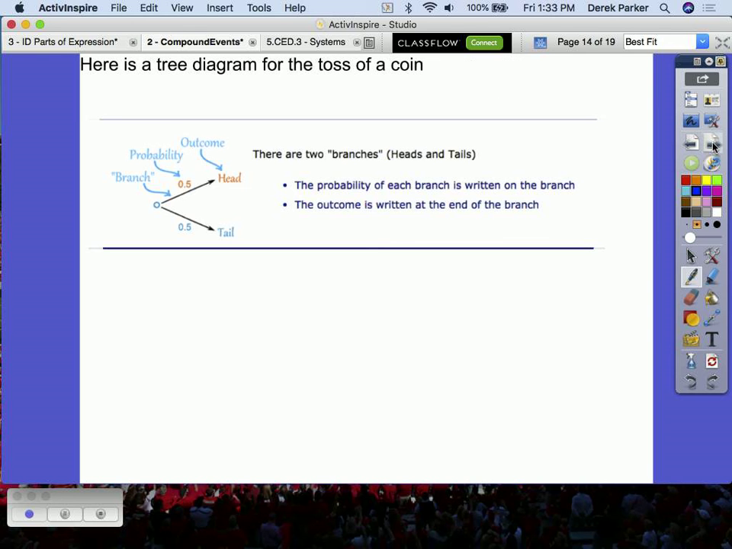Now, here is a tree diagram. A tree diagram is just another way to show probability. So in this tree diagram, we are showing the probability of landing on heads or tails when flipping a coin. As you can tell, the probability is written on the branch, and then the outcomes are at the very end. But as you can tell, this is real easy because the probability's already been done for you.